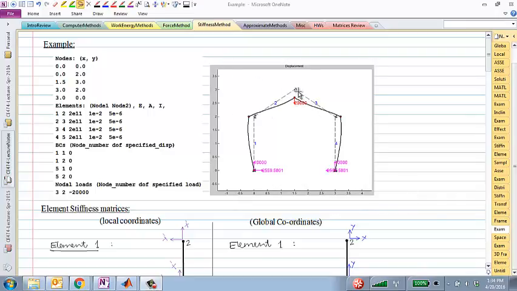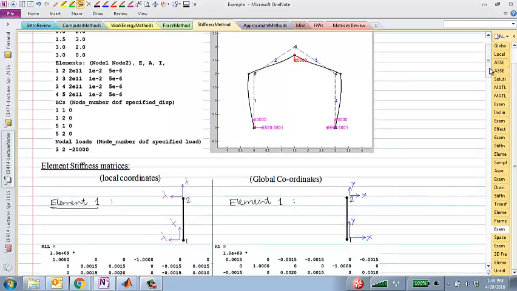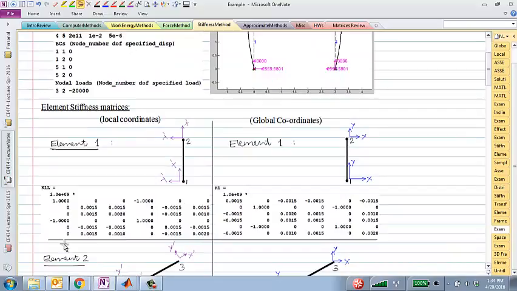So last time we were in the middle of doing this problem, this portal frame with an inclined roof. We all understand how this input file works. What I will point out is that the first step that we do is we calculate the element stiffness matrices for each element in its local coordinate system. So this right here is, for example, for element 1, where the local coordinate system, of course, is oriented along the element.